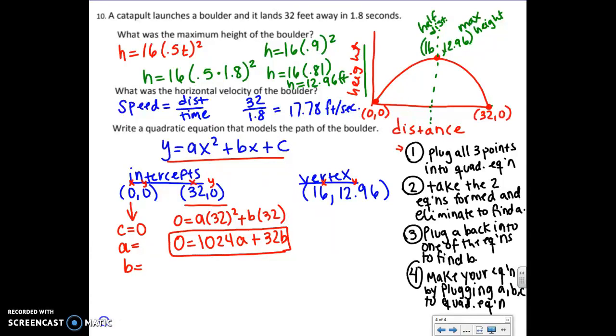Now I'm going to do the same thing with the vertex. I'm going to plug it in, 12.96 for Y, and then 16 for X. So I end up with 12.96 equals, oh, sorry about that, 256A plus 16B. So here's my second equation that I'm going to need in order to do the elimination.